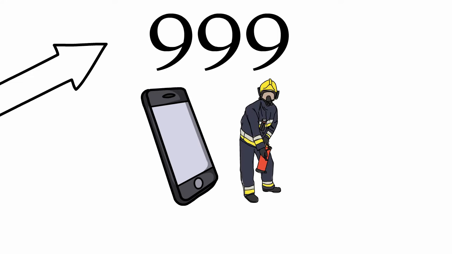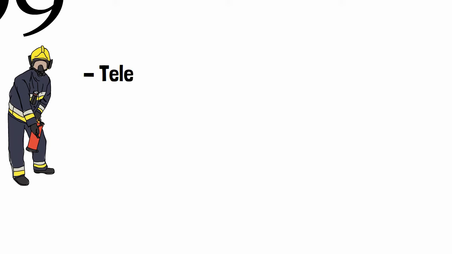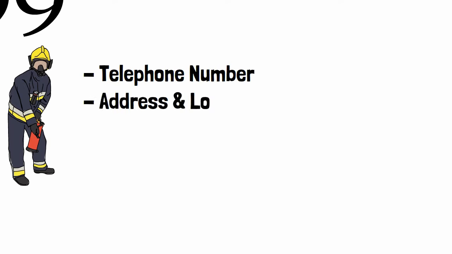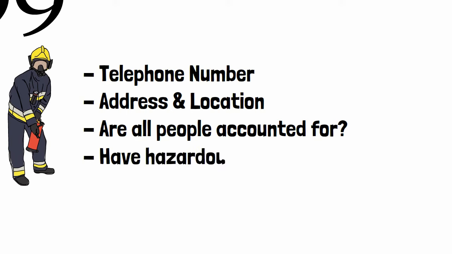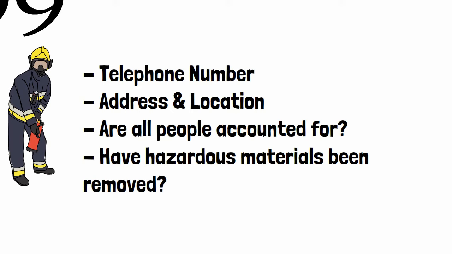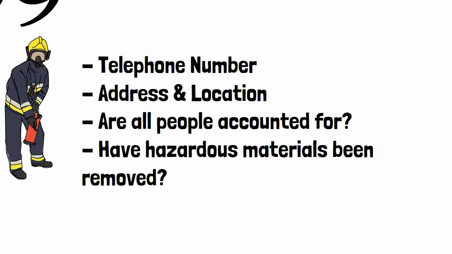They'll want a telephone number so that they can call you back should you get disconnected, your address and your location. They'll want to know if all people are accounted for, have hazardous materials been removed, I always think, have hazardous people been removed? So is somebody still in there who may pose a threat? Somebody with dementia who doesn't know what's going on? Somebody, I suppose if this was a fire training for other situations like in a prison, or if there was a violent patient, if it was a hospital, they would want to know that as well.